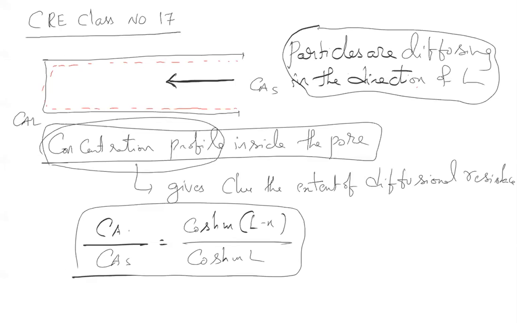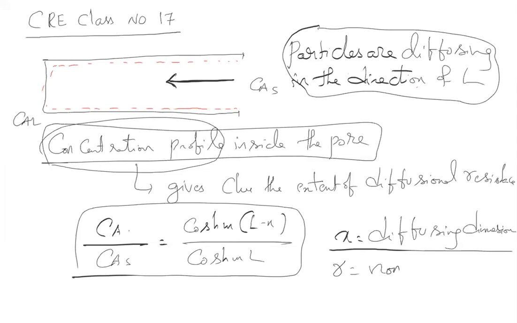So x is the diffusing dimension, whereas r is the non-diffusing dimension. Somebody is asking why pores are there. Because the entire catalyst is a highly porous structure, so that you can disperse the entire catalyst onto the surface. Clear?